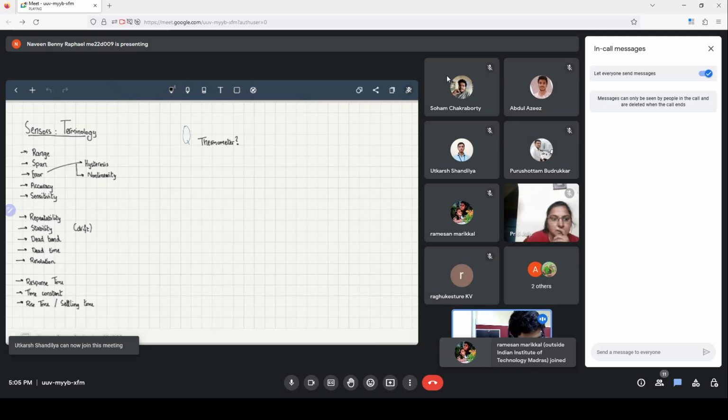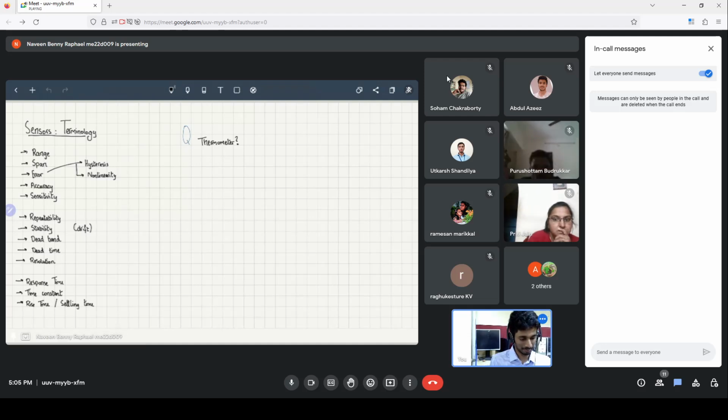Let us, for example, take the case of a thermometer we use at home to check whether we have fever. A thermometer we use for home purposes generally starts at some 35 degrees Celsius, and it can measure up to 43 degrees Celsius. This will form the range of the sensor. The span of the sensor will be the difference, and therefore the span is 8 degrees Celsius.